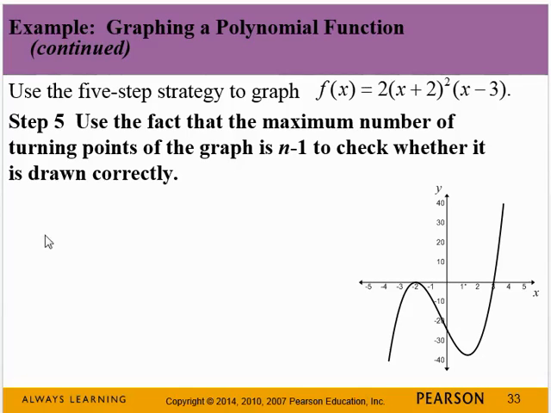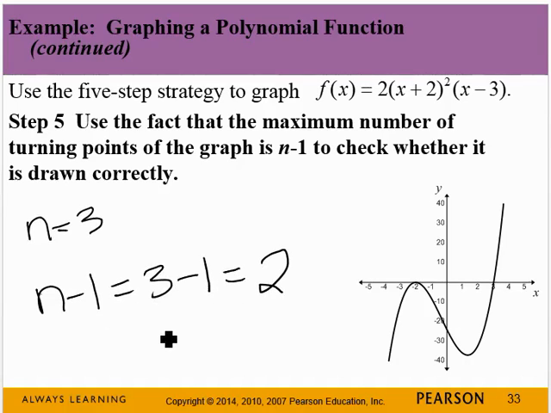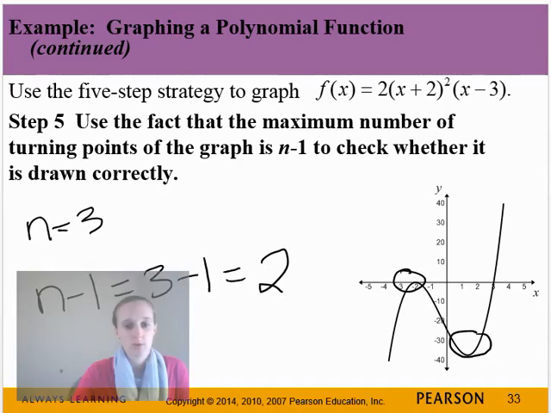So that means you know that you have a degree of 3. So n minus 1 is 3 minus 1, which is 2, and you have 2 different turning points.